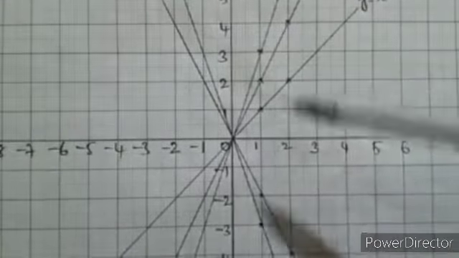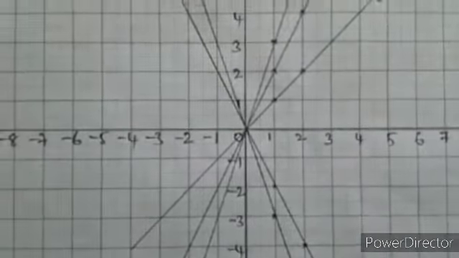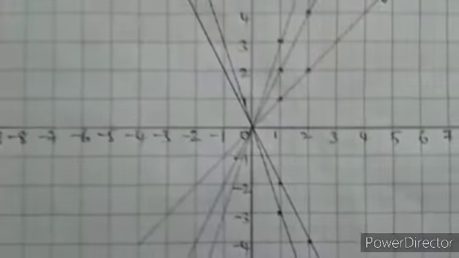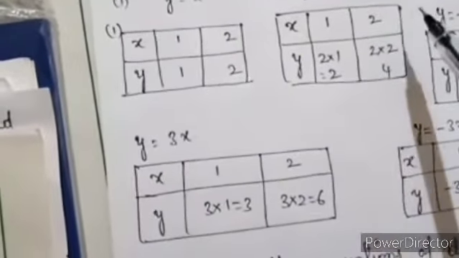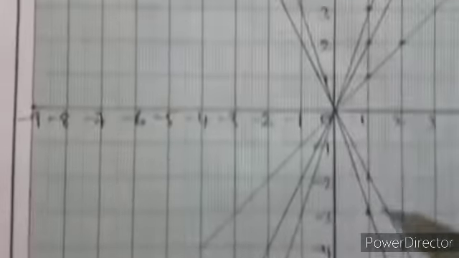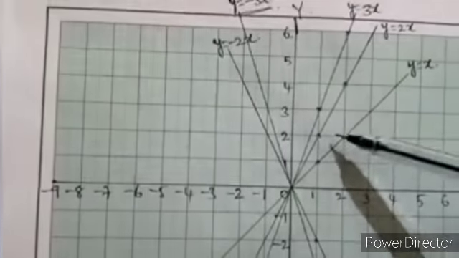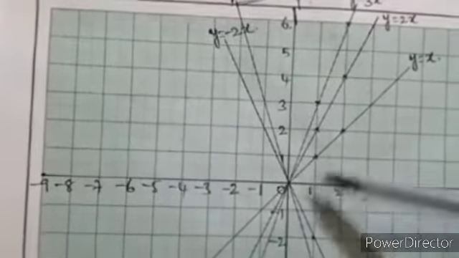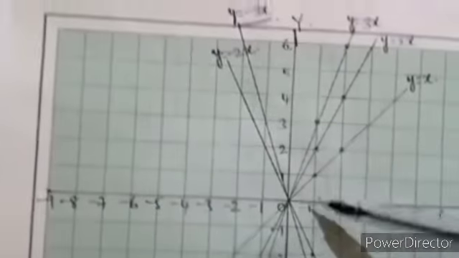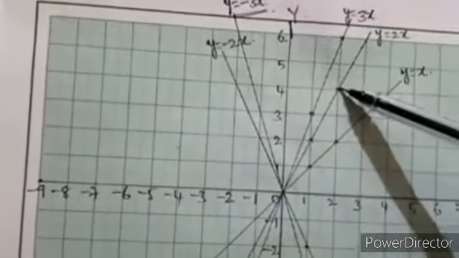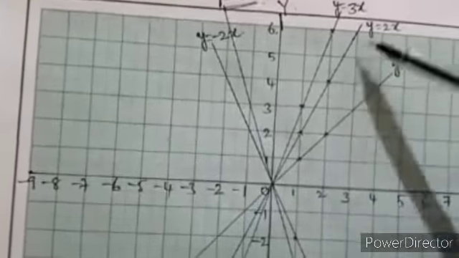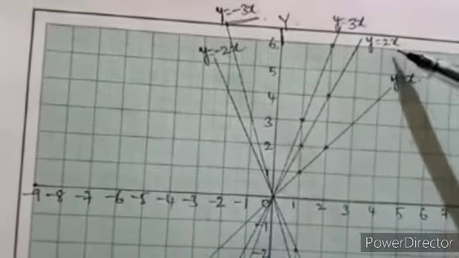Next, y is equal to 2x. If x is equal to 1, y is 2; x is 2, y is 4. So (1, 2) and (2, 4). Just plot the points. If x is equal to 1, y is 2. If x is equal to 2, y is equal to 4. Joining this, we get a line like this. So that is y is equal to 2x.